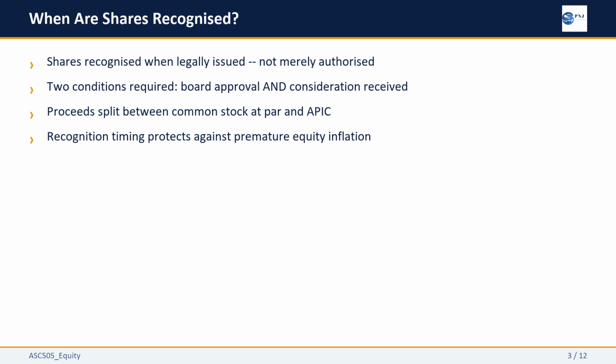Before we record a single journal entry, let us get the timing right, because this is where errors creep in. Shares are recognized on the books when they are legally issued. That requires two things to be true simultaneously. The board has approved the issuance, and the entity has received the consideration. Merely announcing a share offering or receiving a subscription commitment without cash is not enough to trigger recognition. Once both conditions are met, proceeds are split between two accounts: common stock at par value and additional paid-in capital for the excess.